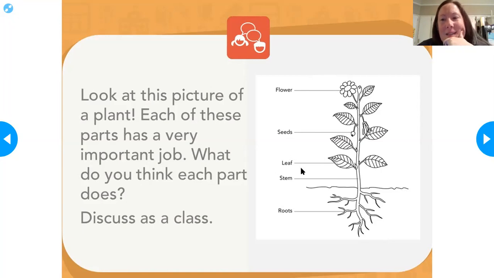We didn't really discuss leaf. It was kind of at the end. So I'm going to skip that one for a second. I'm going to think about that. So I'm thinking about leaves. What could leaves do for plants?